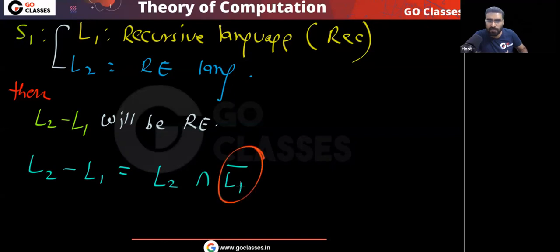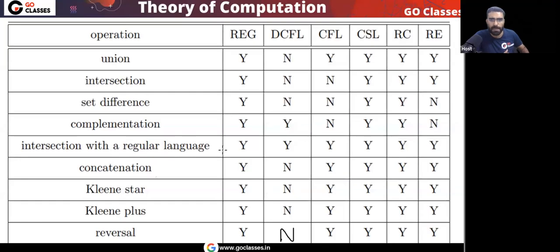You tell me one thing. L1 is a recursive language. So what is the complement of a recursive language? The complement of a recursive language is recursive. The complement of a decidable language is decidable. This is the decidability table, the closure property table. You can notice that the complement of recursive is recursive.